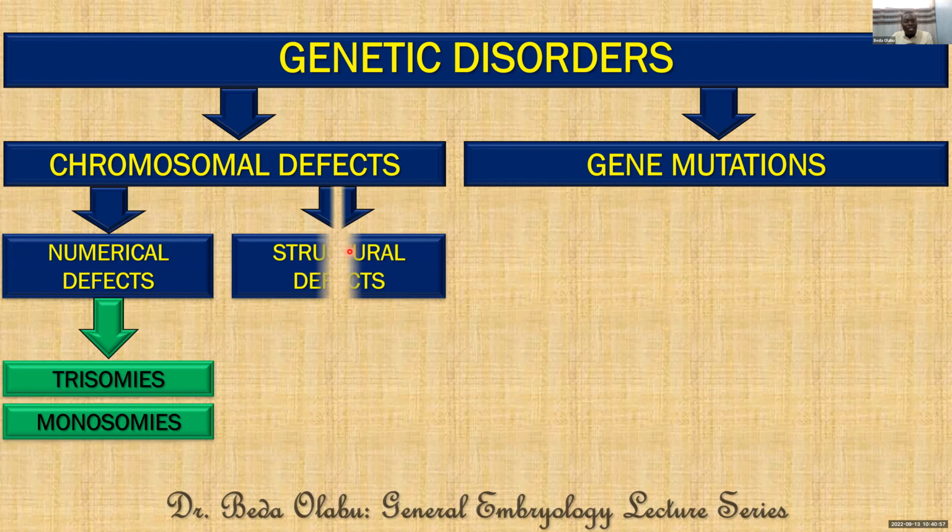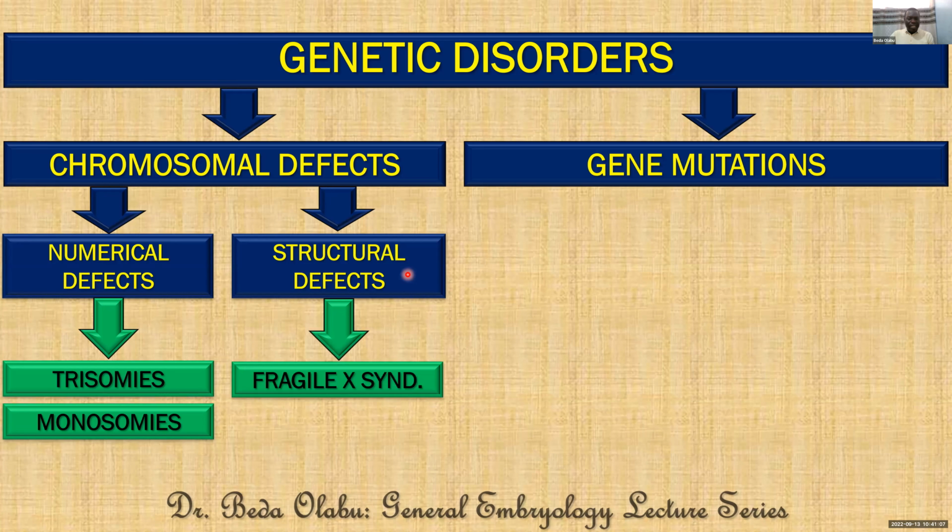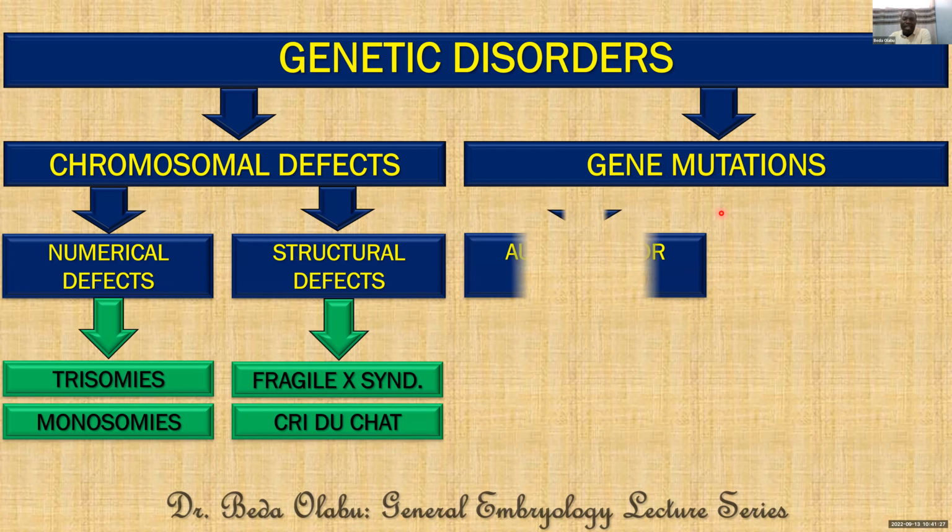Then you can have structural chromosomal disorders. The number of chromosomes is okay, but the structure of the chromosome has a problem. Some disorders related to this include Fragile X syndrome. You can check on that. And Cri du chat, which means cry like a cat, is also another disorder. You can check on that. They are more functional than anatomical. Then the disorders caused by gene mutations are classified based on the chromosome that houses that particular gene.